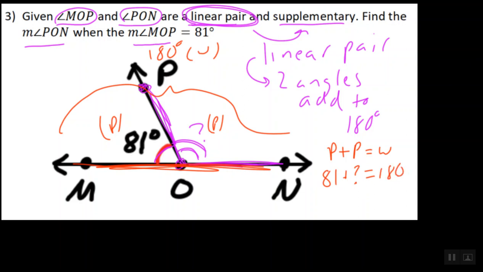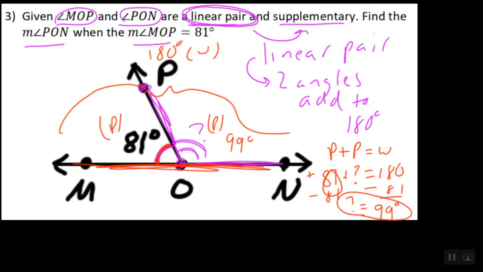Now let's make this kind of like algebra. This 81 is positive, so how do you get rid of a positive 81? Well, you subtract away, so minus 81. And so basically what we're saying is, hey, our missing angle must be 180 minus 81, which if we used a calculator, we'd find out is 99 degrees. So it turns out that our missing part was in fact 99 degrees.